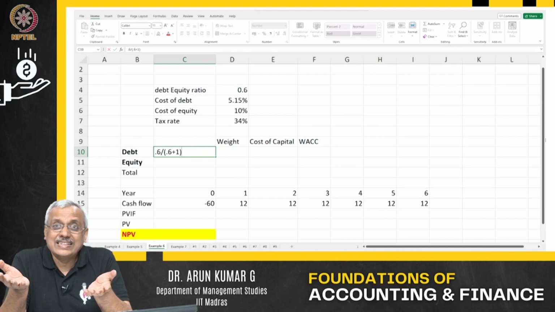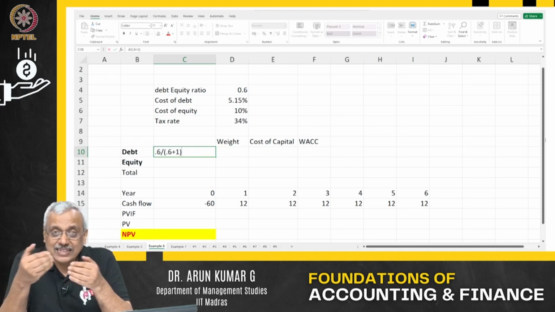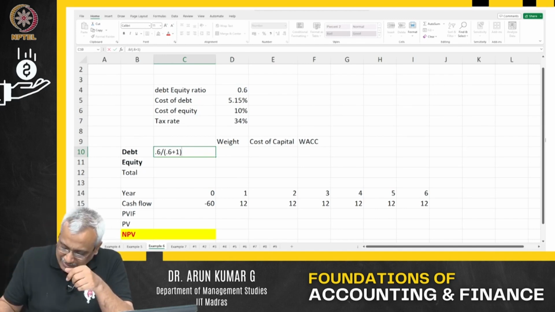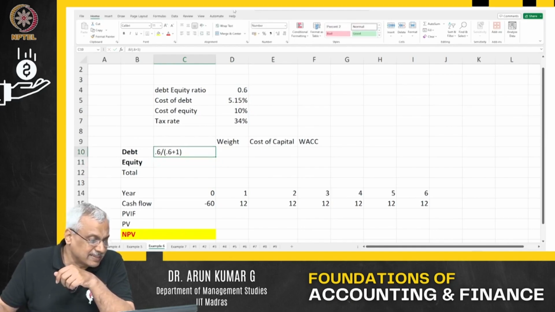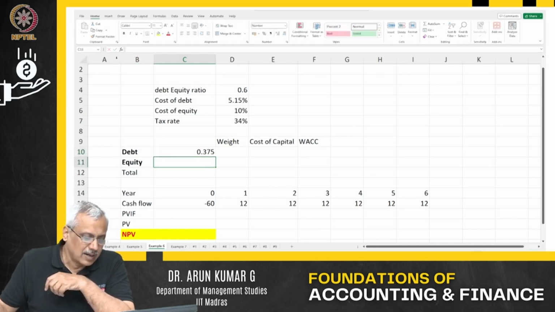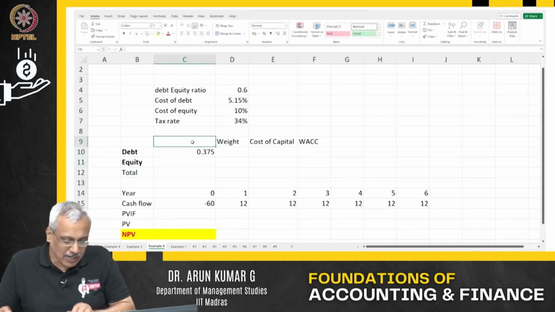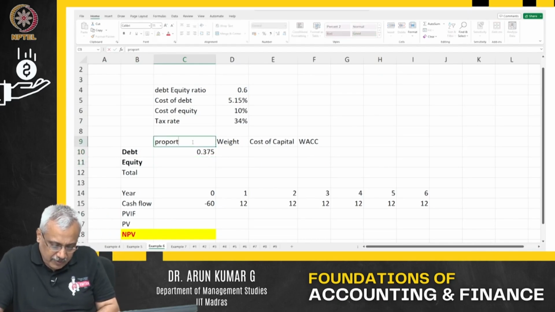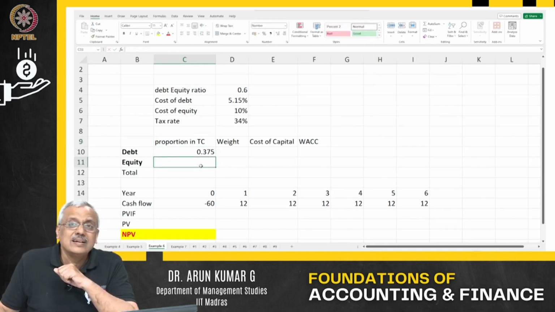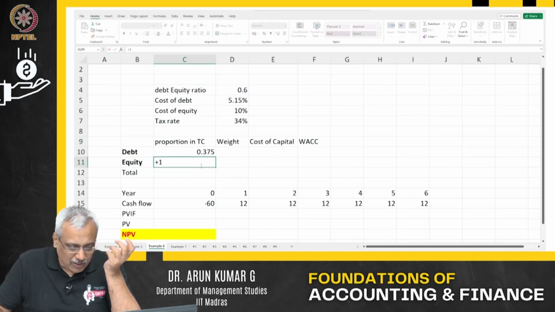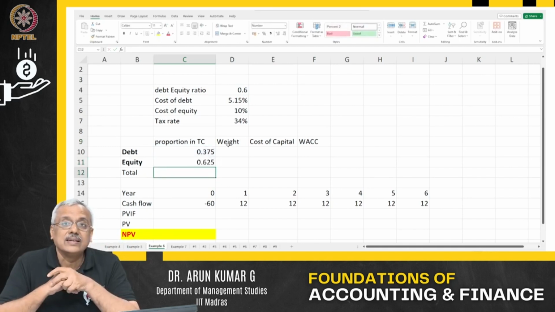So, what is the debt portion of it? Debt is 0.6 divided by 0.6 plus 1, which is the proportion of debt in total capital. Total capital is obviously 1, and 1 minus this is going to be equity.